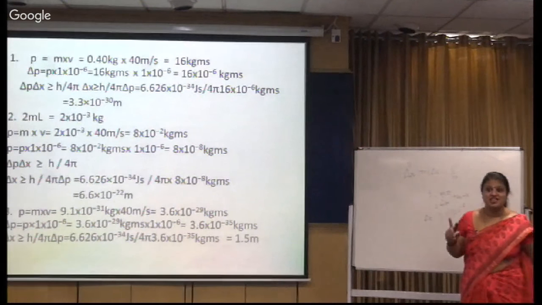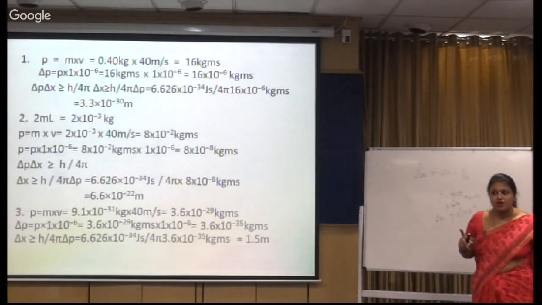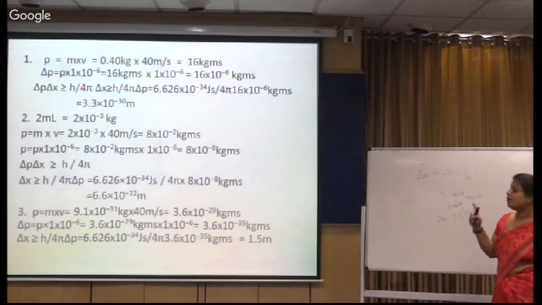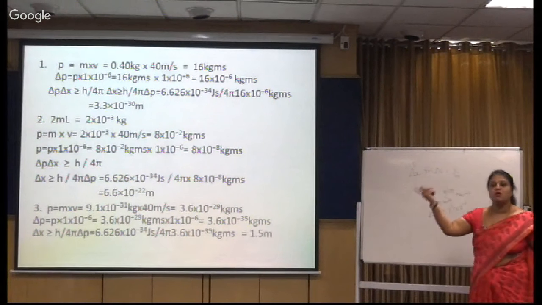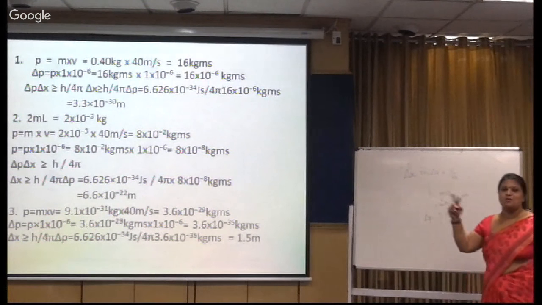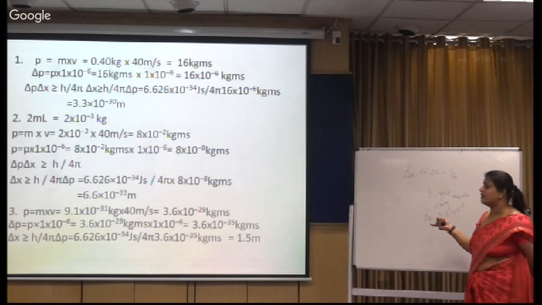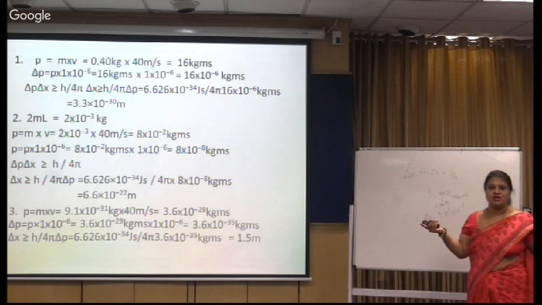Momentum is getting changed because mass is getting changed. But overall, the uncertainty in momentum is 1 into 10 to the power minus 6 times the momentum. So whatever momentum you are getting in both question number 2 and 3, that has to be multiplied by 1 into 10 to the power minus 6 to get the uncertainty in momentum.